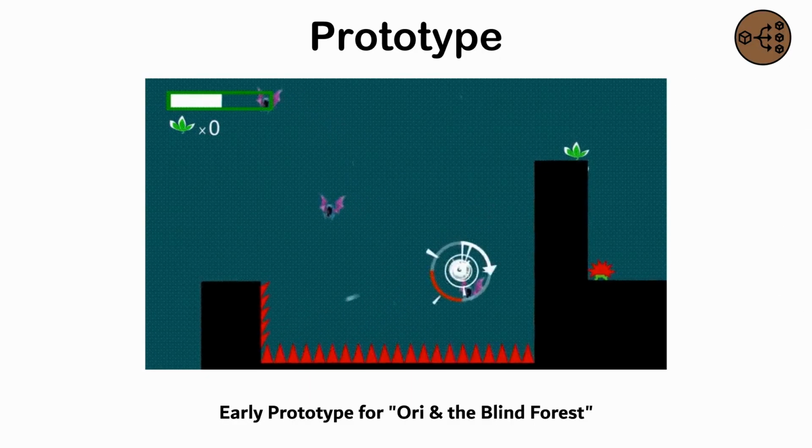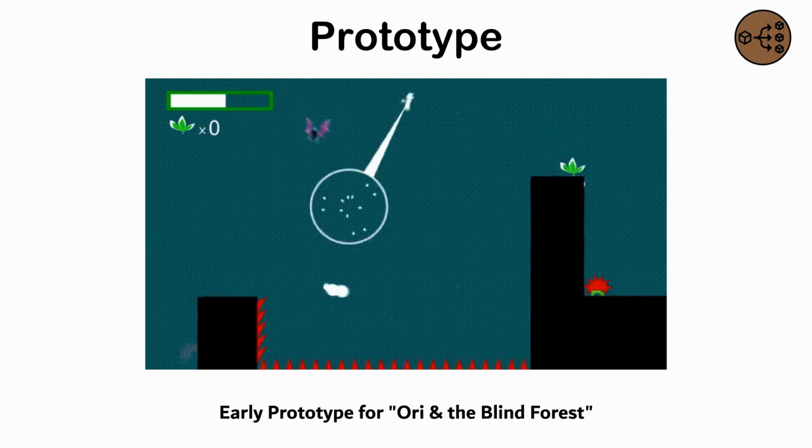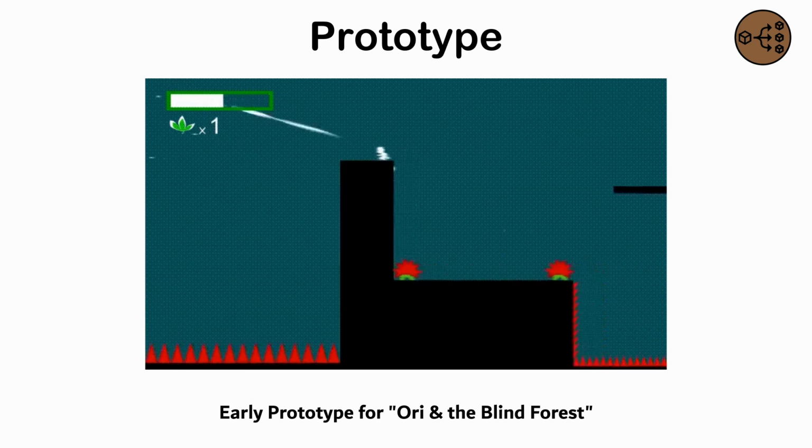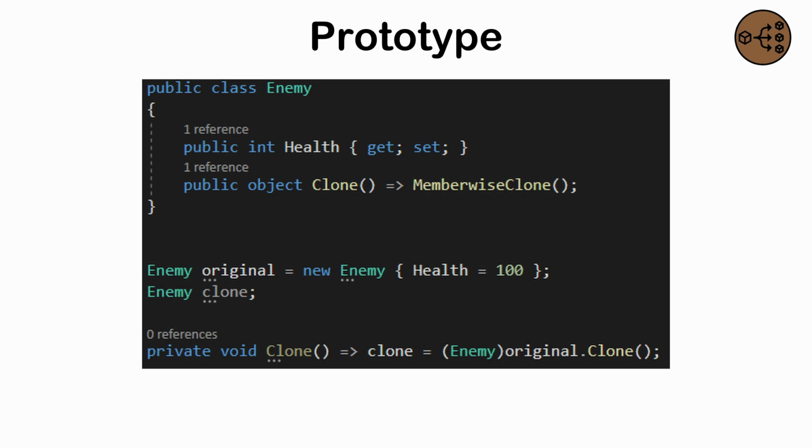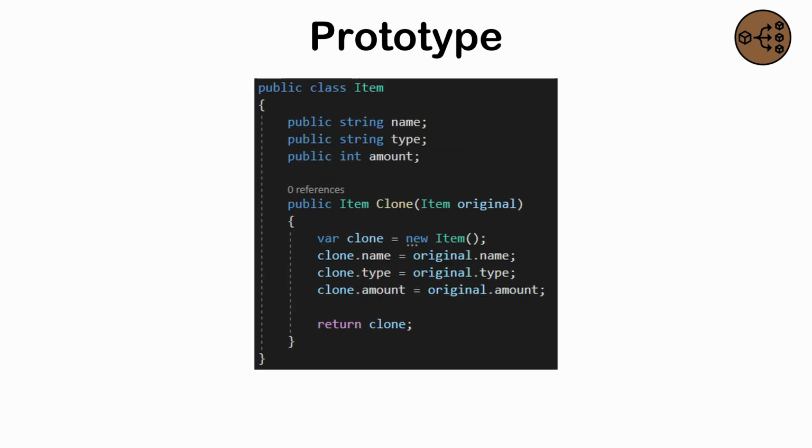The prototype pattern. Not to be confused with the prototyping phase of production, which comes between planning and testing. Prototypes focus on creating new objects by cloning existing ones. Start by defining a method in your base class that performs the cloning. Depending on your language, this might be as simple as calling a built-in method, or you might need to copy properties manually. Prototypes are ideal when creating an object from scratch is expensive or complex.